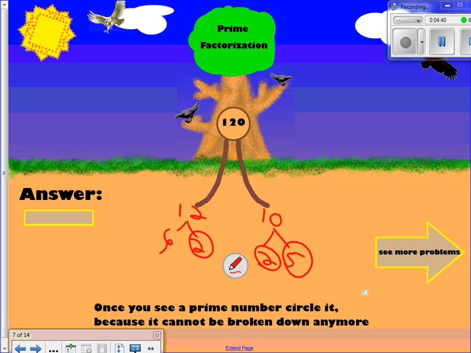So let's break apart the 6 to 2 and 3. Both prime numbers. So my answer should read 2 times 2 times 2 times 3 times 5. Perfect.